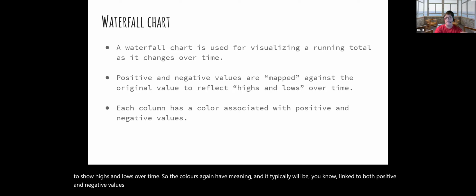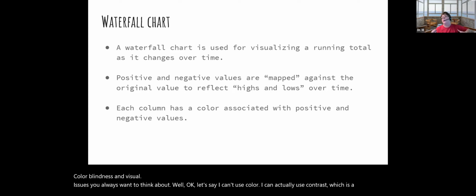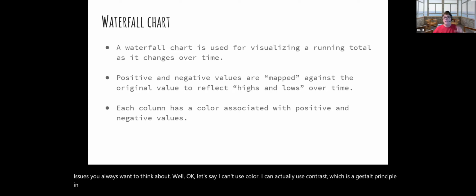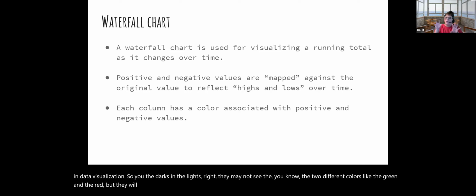Now, that being said, if you're working with stakeholders that have color blindness and visual issues, you always want to think about, okay, let's say I can't use color. I can actually use contrast, which is a Gestalt principle in data visualization. So the darks and the lights, right? They may not see the two different colors, like the green and the red, but they will see that one is darker and one is lighter.